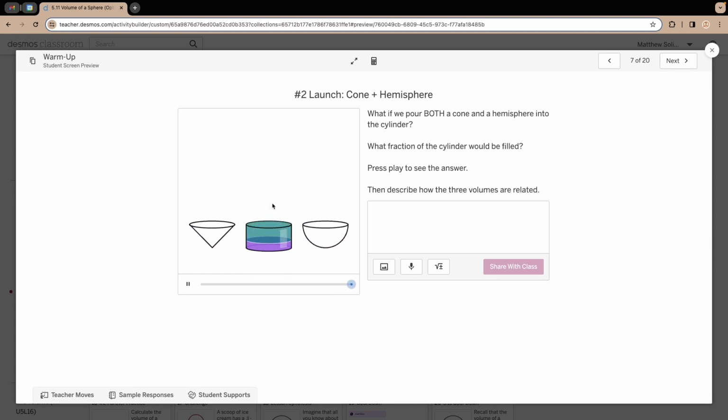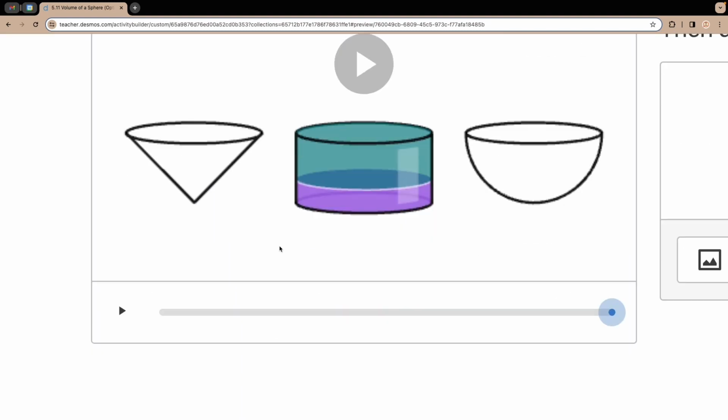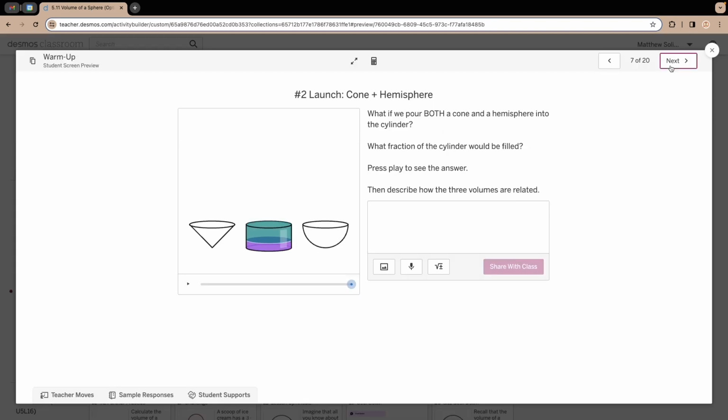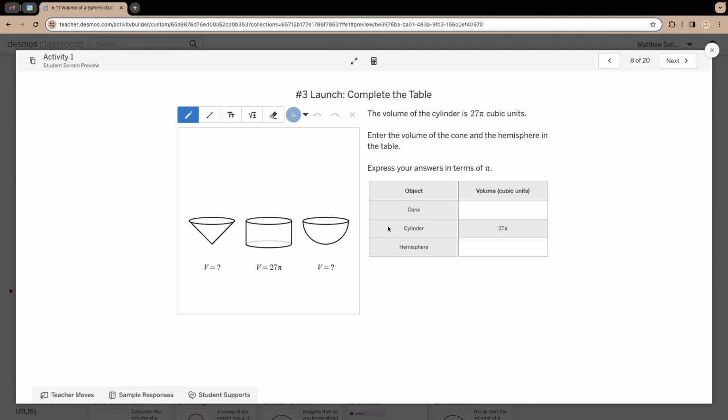So it fills the rest of the cylinder. So if I zoom in here, 1/3 was from the cone, 2/3 was from the hemisphere. So looking at these two shapes, there's going to be a 2/3 for a hemisphere. It's 2/3 of the cylinder. Just to show you what I mean by that.